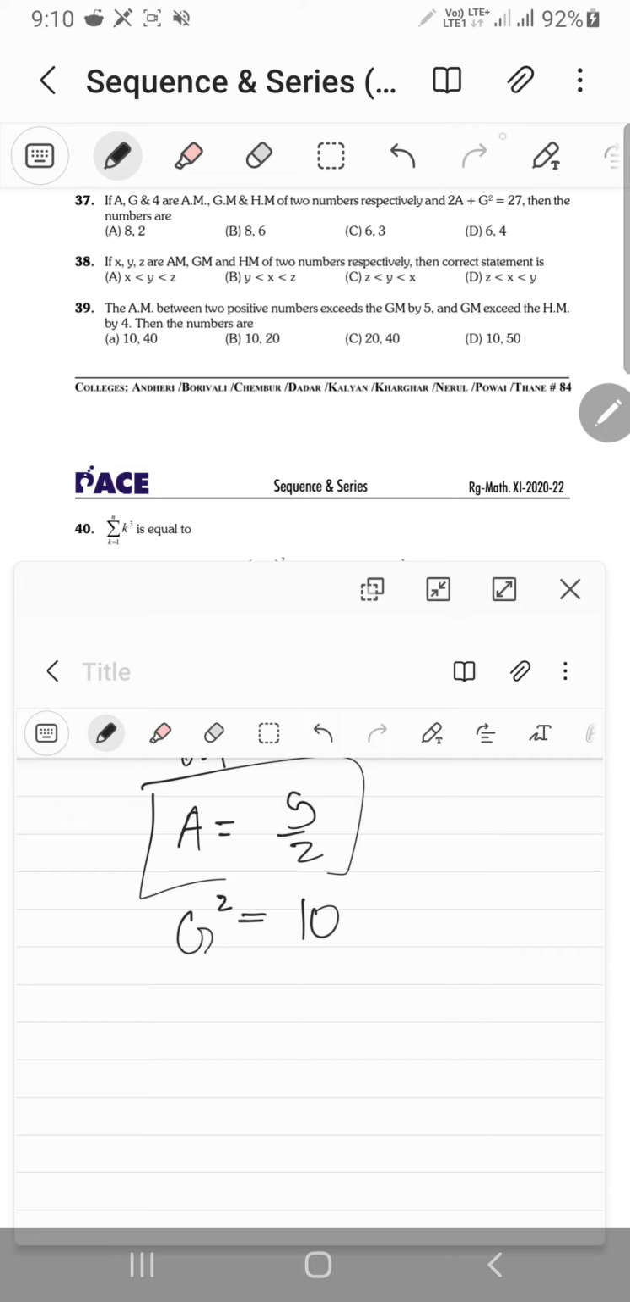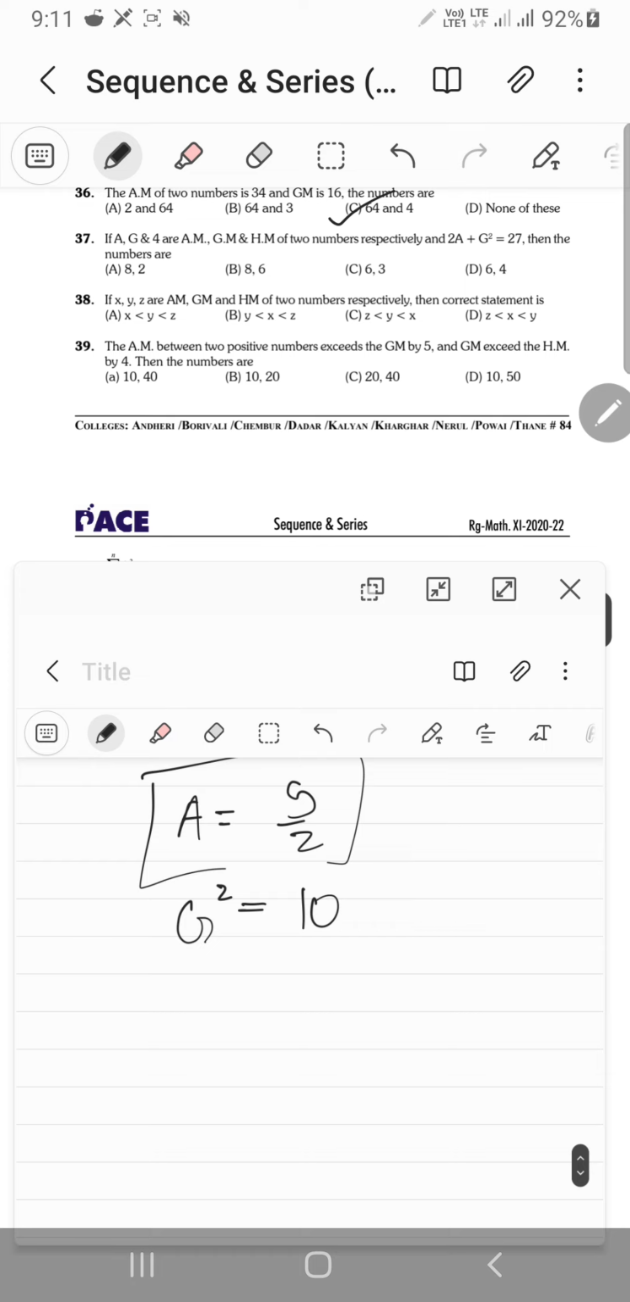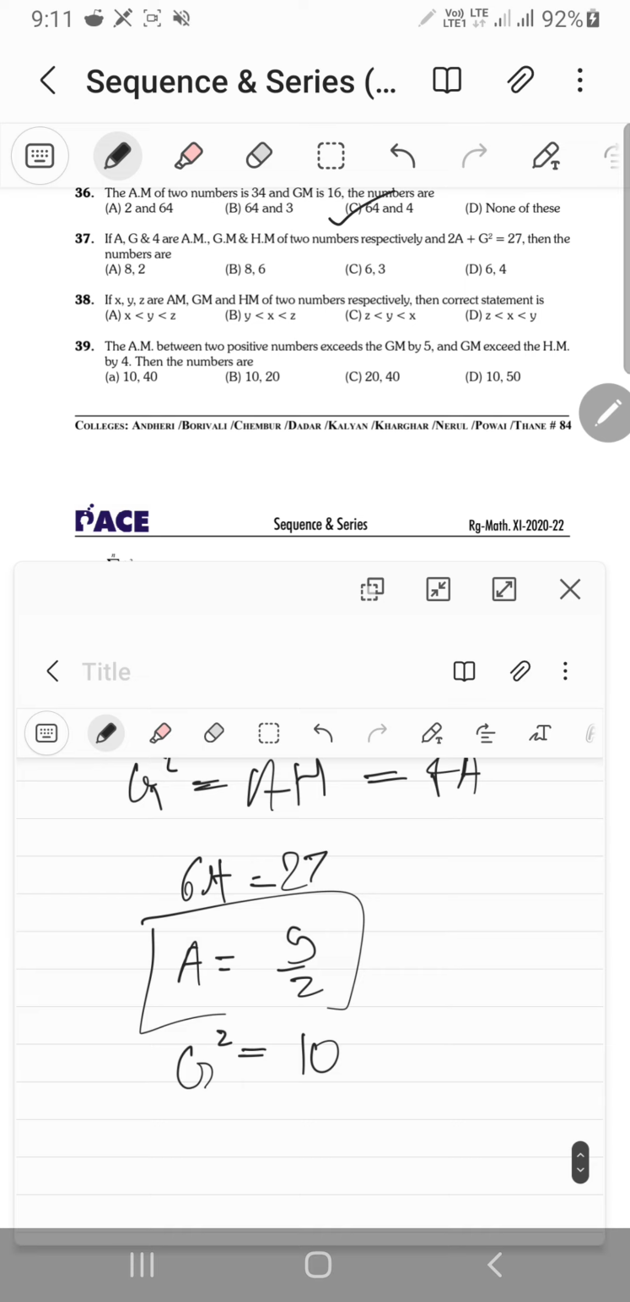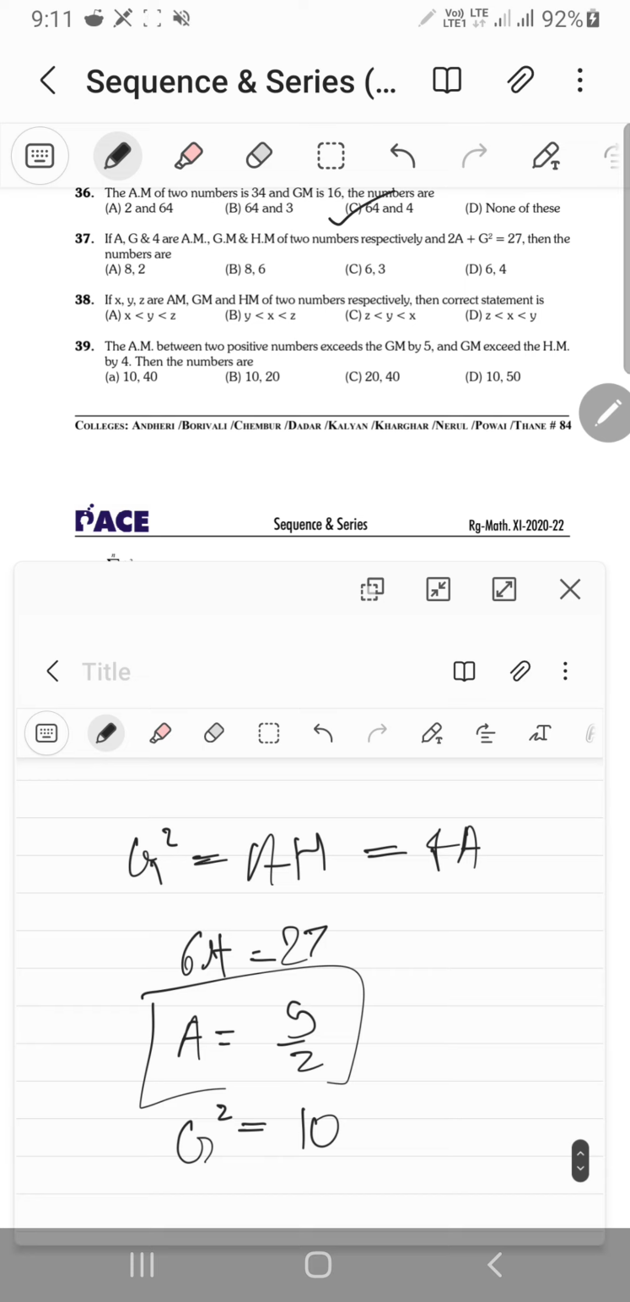Just wait a second. Okay, I have some urgent things to do. I'll just finish this and then I'll go. So, what was I doing? H is 4. You know that G squared equals AH, right? 2AB upon A plus B, and then this is A plus B upon 2, so it becomes AB, and that's G squared. Right, so from that you can say G squared equals 4A, and putting that in there you just get 6A equals 27. That means A is 27 upon 6, which is 9 upon 2. What was I doing?